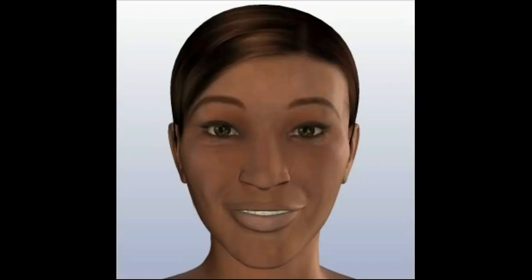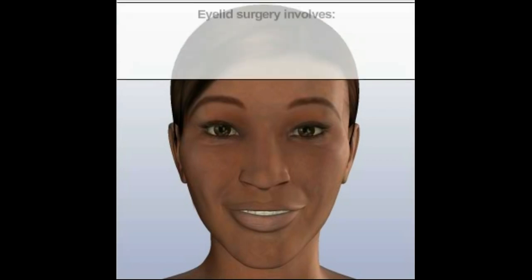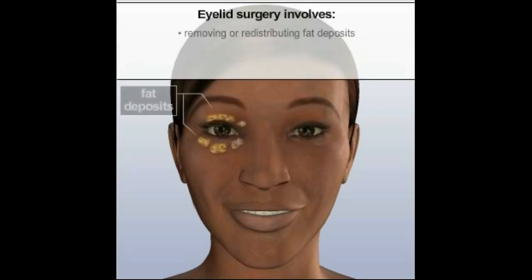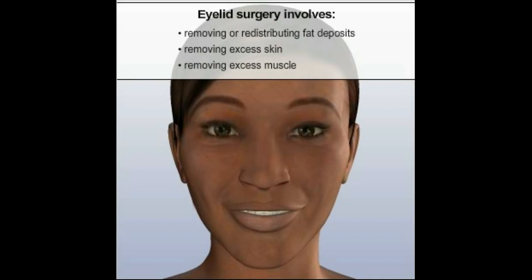While there are several different techniques that a physician can use to alter the appearance of the eyes, the standard surgical technique usually involves removing or redistributing fat deposits, as well as removing excess skin and muscle from regions of the upper and lower eyelids. Depending on the specific problems that need correction, the physician may treat the upper eyelids, lower eyelids, or both sets of eyelids. Your physician will help you determine which treatment is best for you. This animation describes the surgical technique used to correct the upper eyelid.